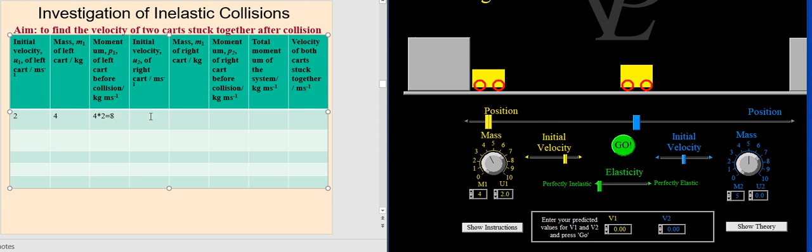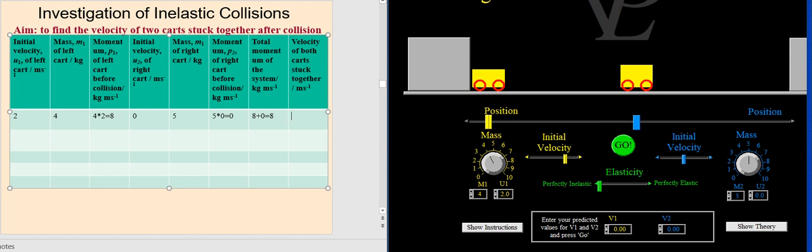Now the initial velocity of the right-hand cart is 0. The mass of the right-hand cart is 5. So therefore the momentum P2 of the right cart before the collision is 5 multiplied by 0, which gives 0. Now the total momentum of the system has got to be the momentum of the left-hand cart plus the momentum of the right-hand cart. The momentum of the left-hand cart is 8, and the momentum of the right-hand cart is 0. It's not moving, so it doesn't have any momentum. So the total momentum of the system is 8.